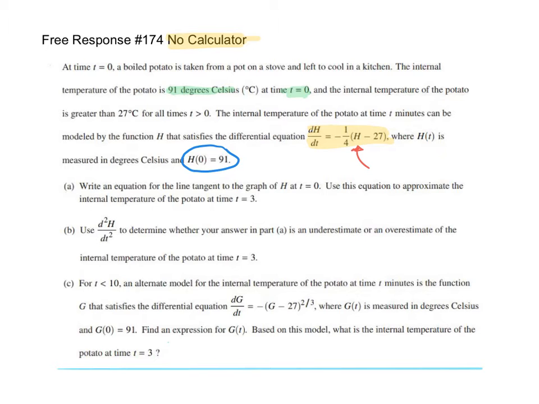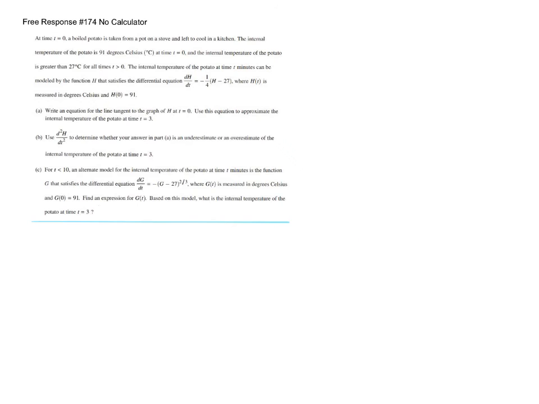And then we have each of these items that we're going to address, A, B, and C, as we go through the problem. So we'll start with letter A on the next slide and see if we can solve that. So we're going to work on letter A. Letter A says, write the equation for a line tangent to the graph of h at t equals 0. Use this equation to approximate the internal temperature of the potato at t equals 3.